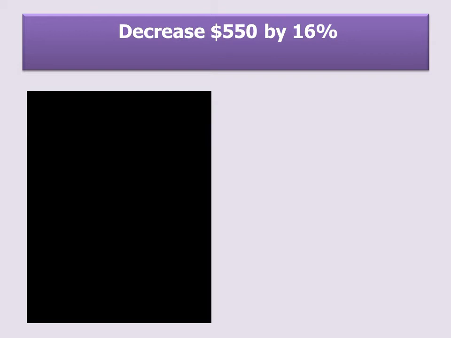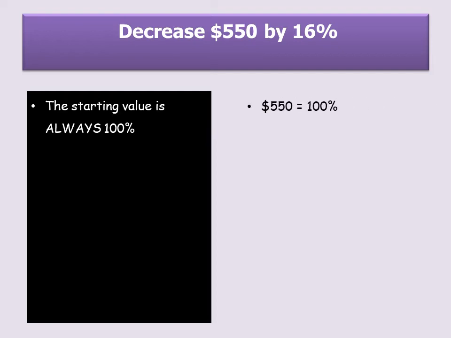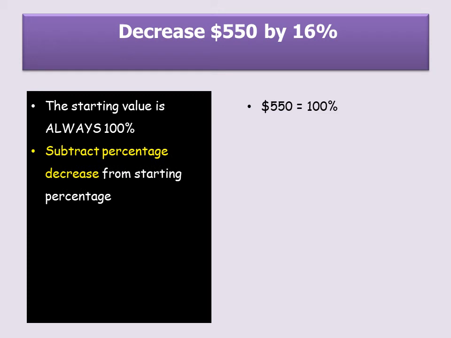This question says that we should decrease $550 by 16%. Now, the real word you need to look at here is decrease. So, always the starting value is 100%. So we started off with 100%, and then we're going to decrease that by 16%.